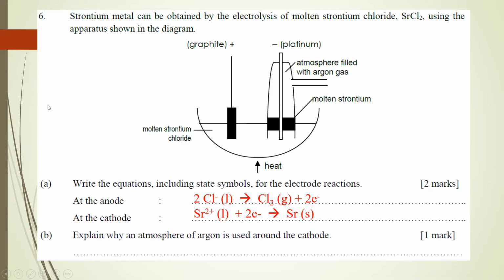B. Explain why an atmosphere of argon is used around the cathode. Because you are going to produce molten strontium, and strontium is very reactive with oxygen gas. That is why you put argon as a layer, to prevent the air or oxygen from filling the space and hence reacting with the strontium metal. So that is how you answer number 6B.